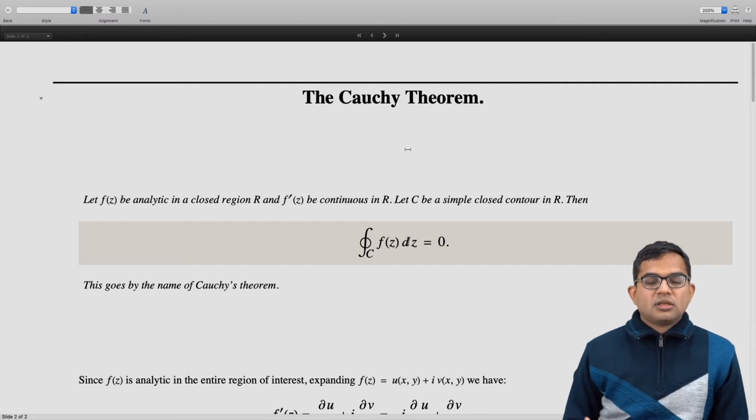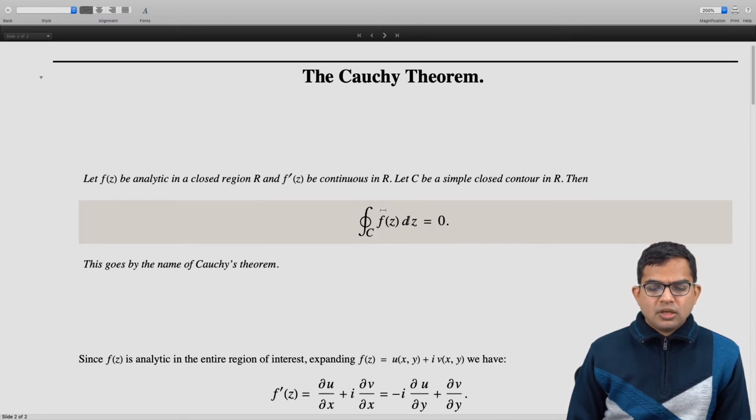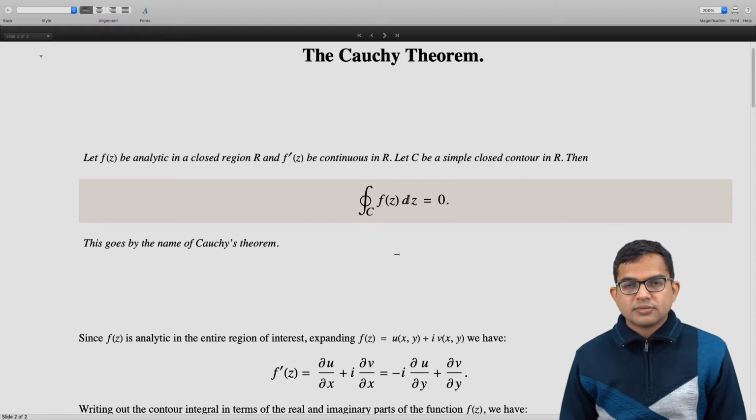Now this is the Cauchy theorem, which we can actually prove. It's quite straightforward to prove when we have these conditions, and this goes by the name of Cauchy's theorem. There's a slightly modified version which we'll also discuss later on, and that has a slightly different name as well. Since f(z) is analytic in the entire region of interest, we can write its derivative at all these points.